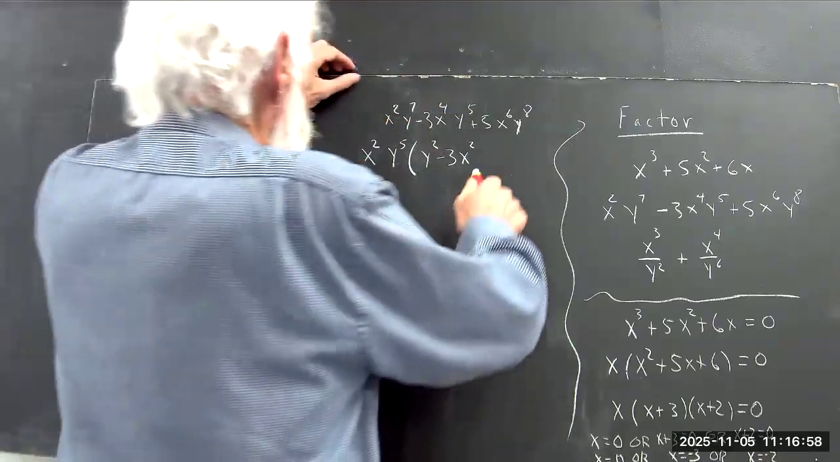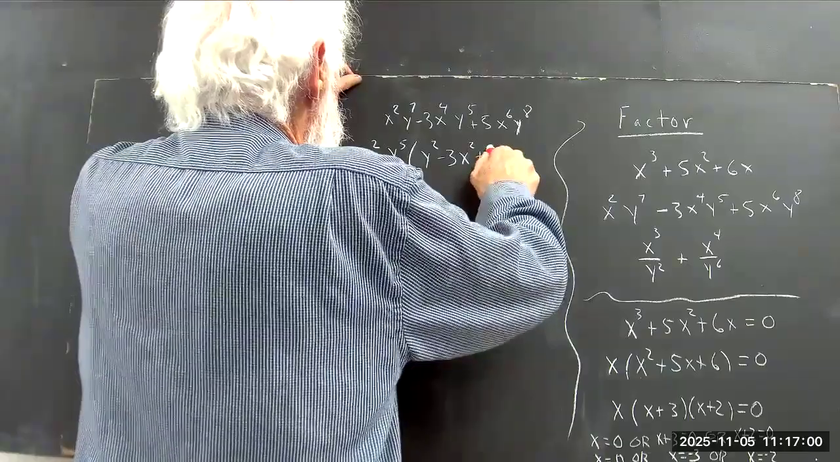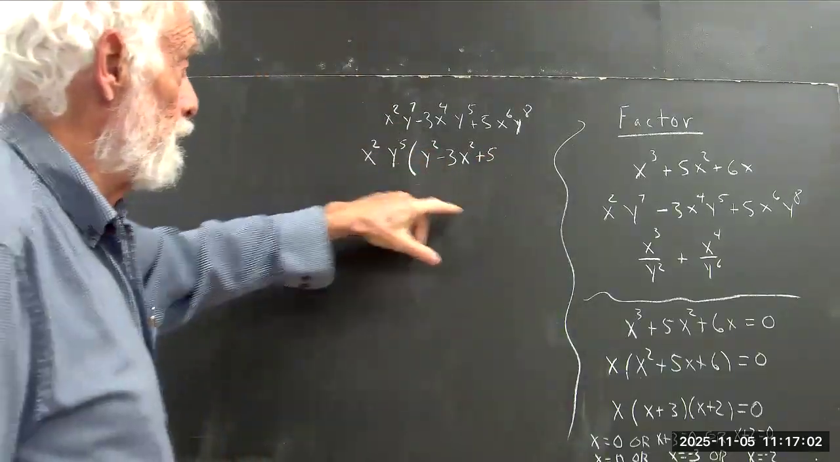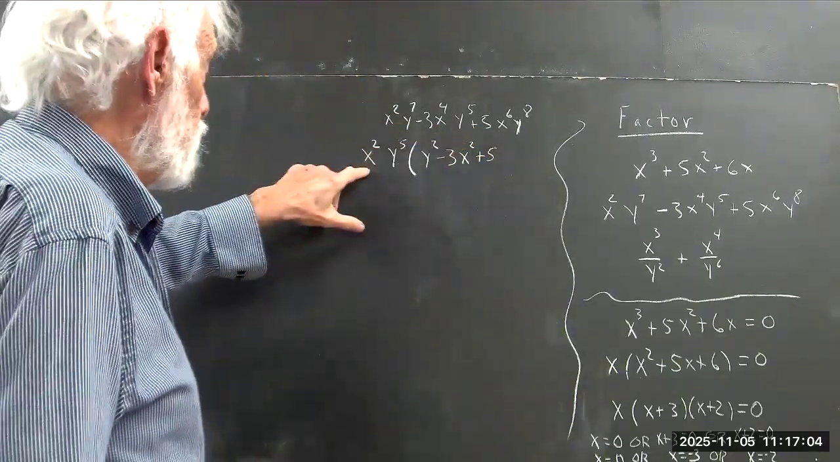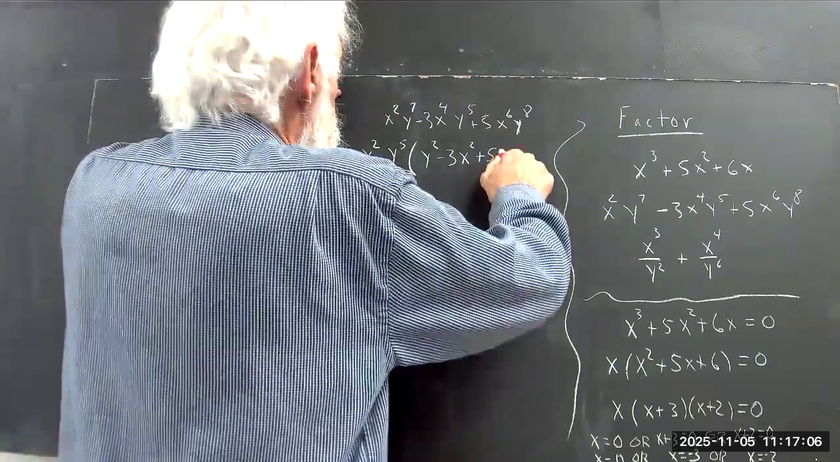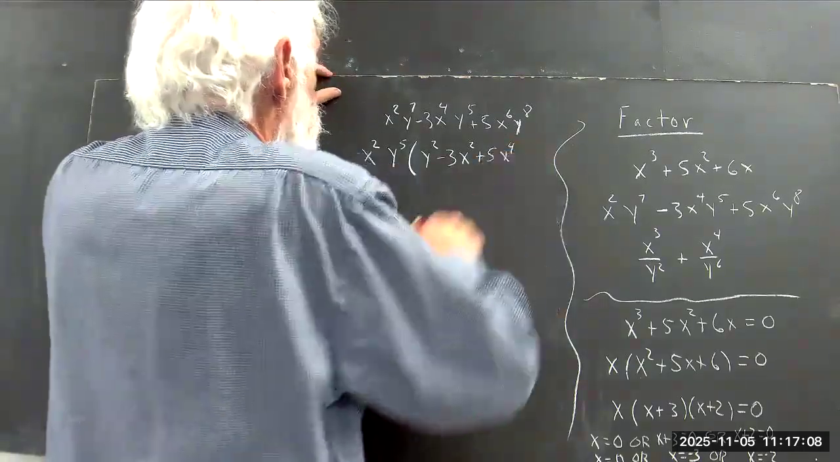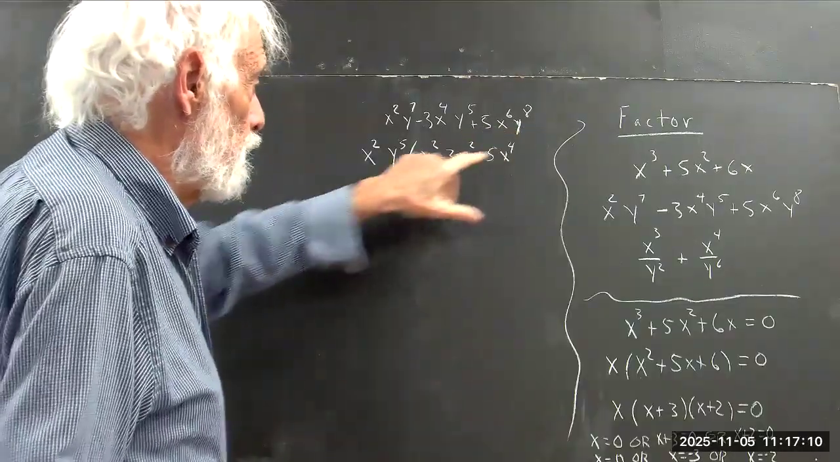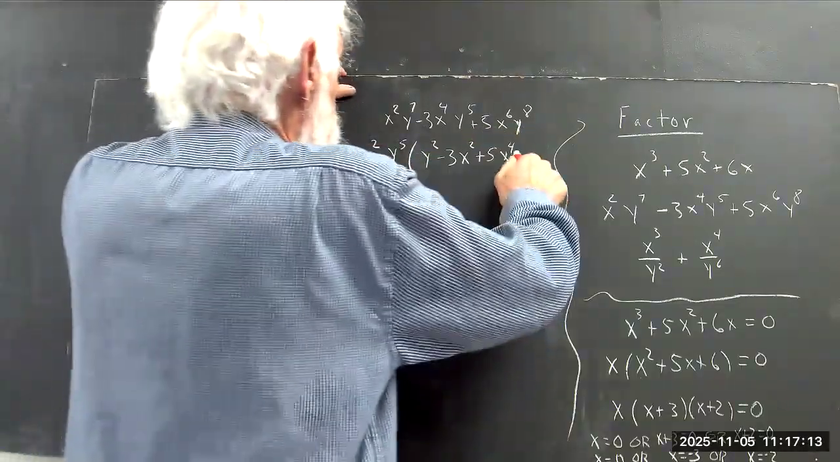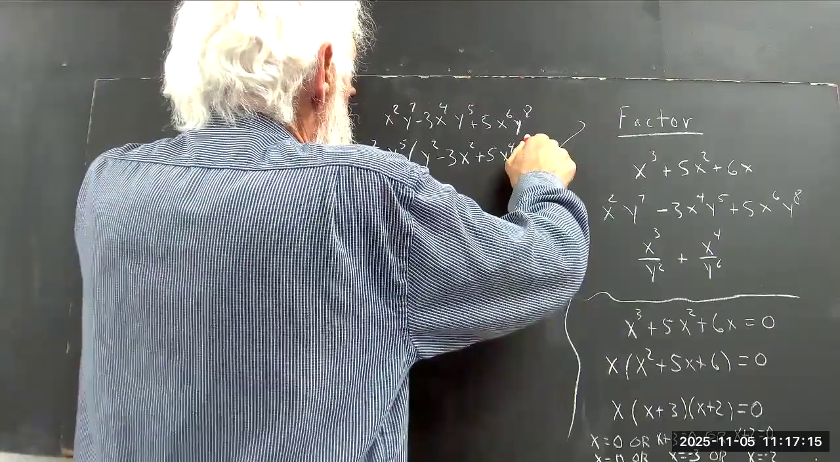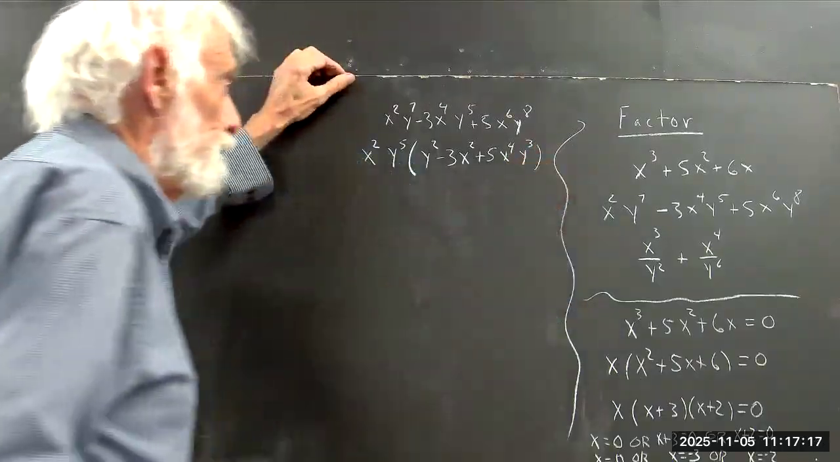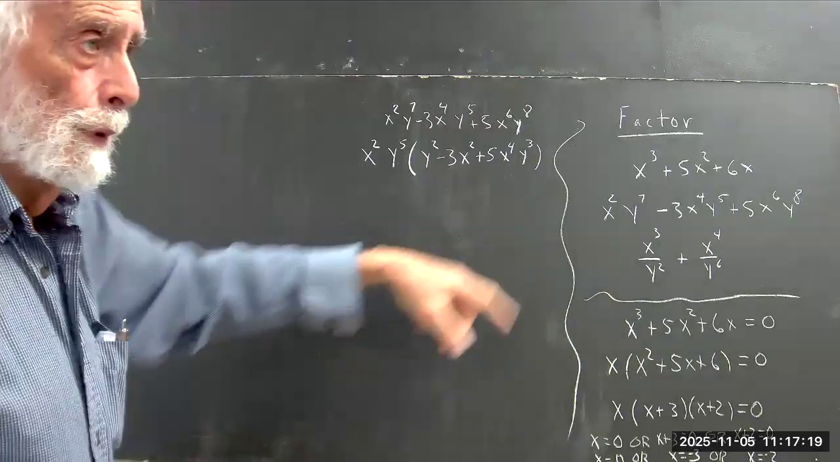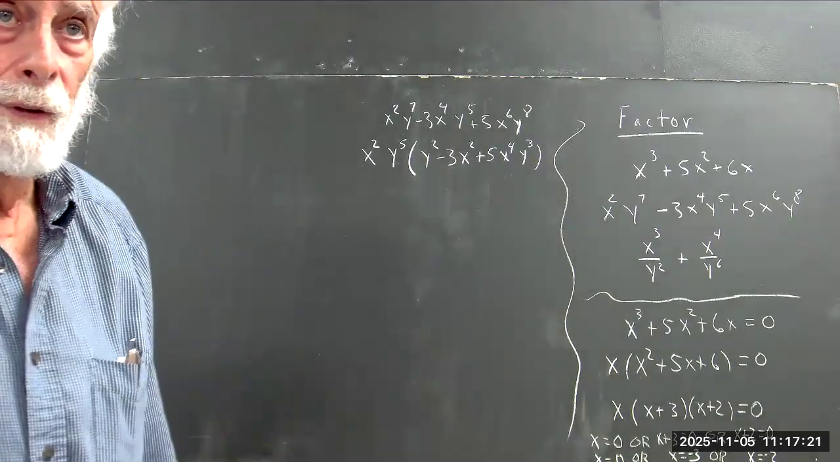And then similarly, we need x to the sixth. We've only got x squared, so we're going to need another x to the fourth. We need y to the eighth. We've only got y to the fifth, so that's going to be y cubed. There's not much more that we can do with that, at least nothing that I can see, obviously.